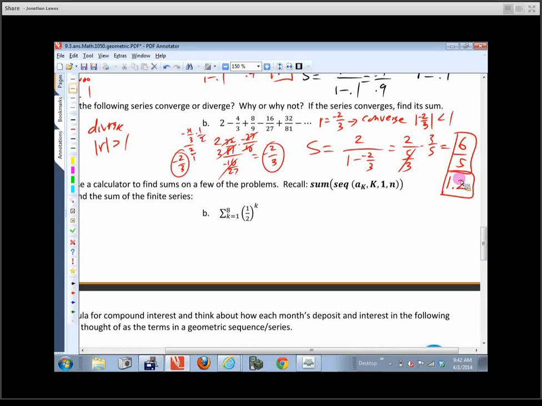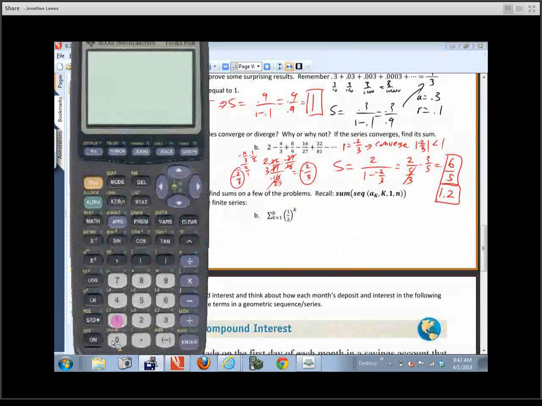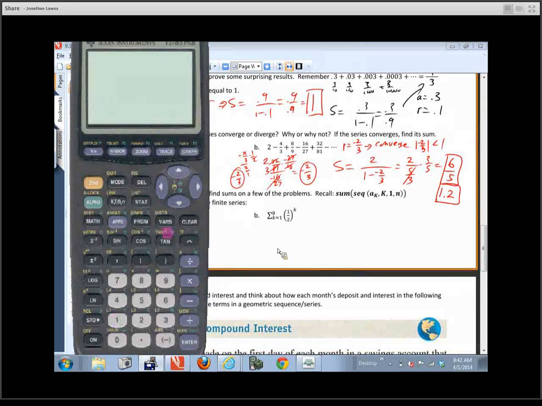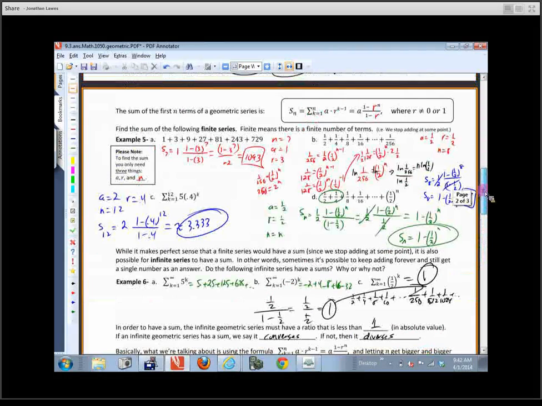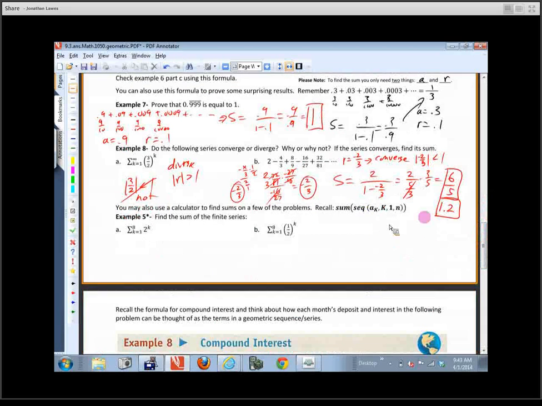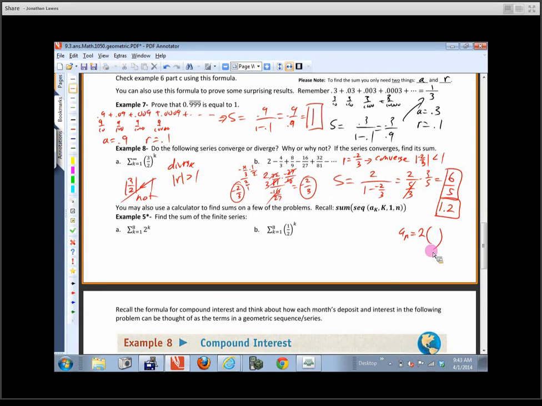Okay, we've got enough time. Grab your calculator. We're going to take a look at a couple of these. So on the calculator, here's what we're going to do. Let's do this one right here. The nth term on this one would be the first term, and what's the common ratio? Let's just check this answer. So it's negative 2/3, and this is going to be raised to the n minus 1, right?